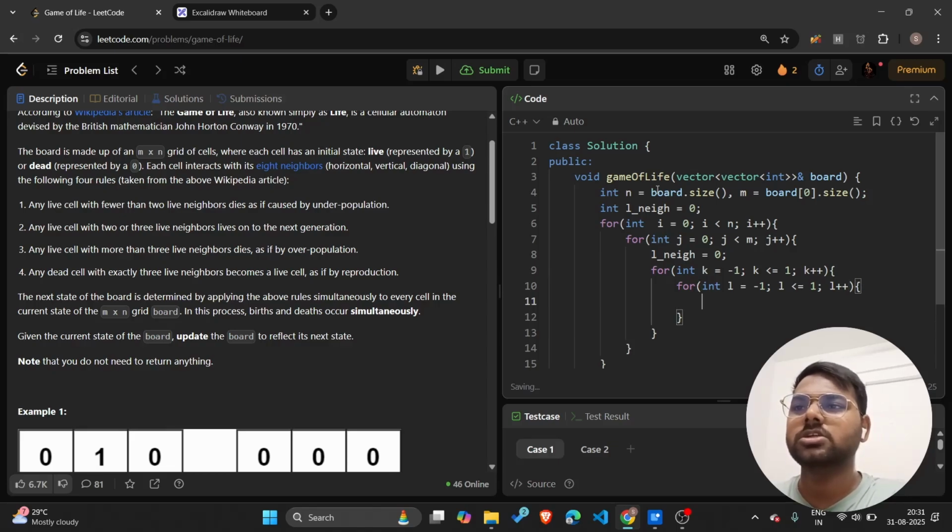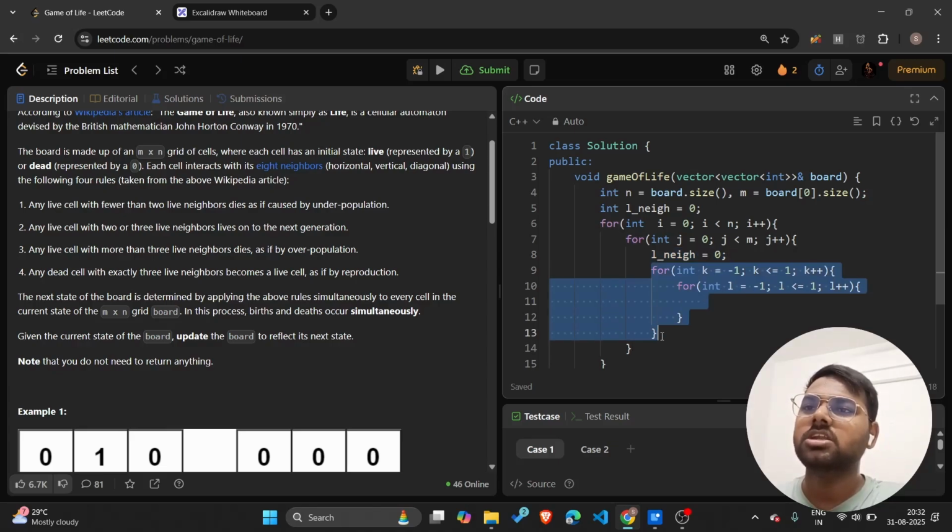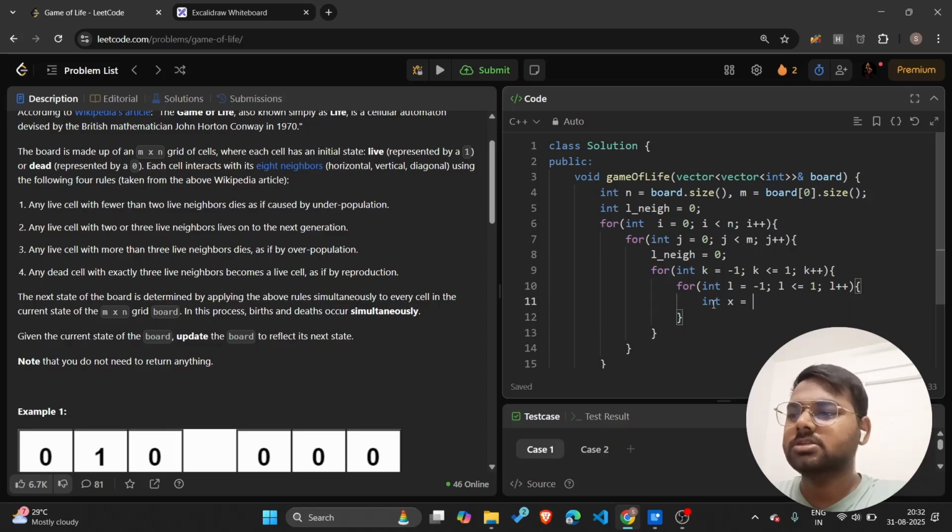So I think you are able to understand what I'm doing here. With these loops, we are going to iterate the whole grid, and we just set the living neighbors for that particular cell to zero. Now we are going to traverse all its neighbors, all 8 neighbors. So x equals i plus k and y equals j plus l. So these are going to be the indexes. If k equals 0 and l equals 0, continue.